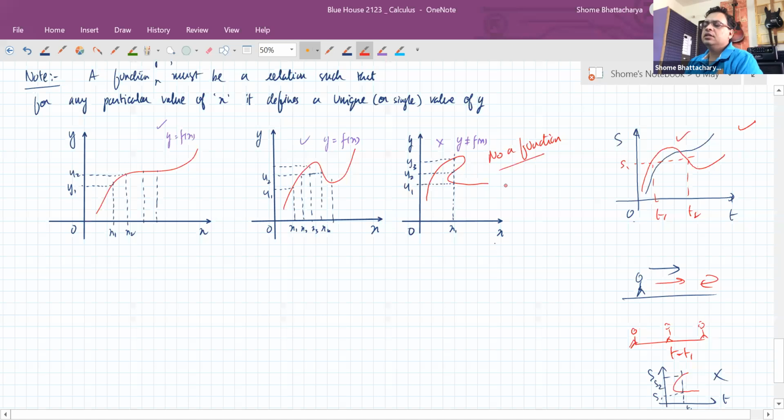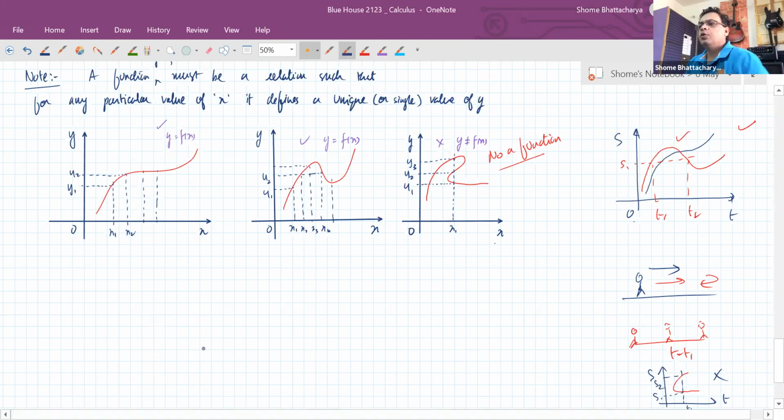It can represent the graph of a curve, of a relation, but it is not the graph of a function, because a function must be defined in such a way that a single value of x gives a single value of y. It does not give you multiple values of y. Is it clear? Yes, sir.